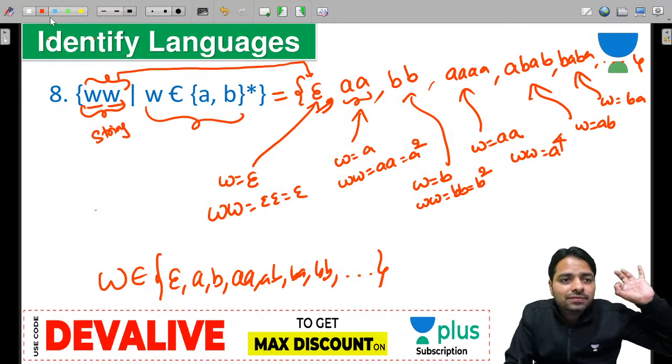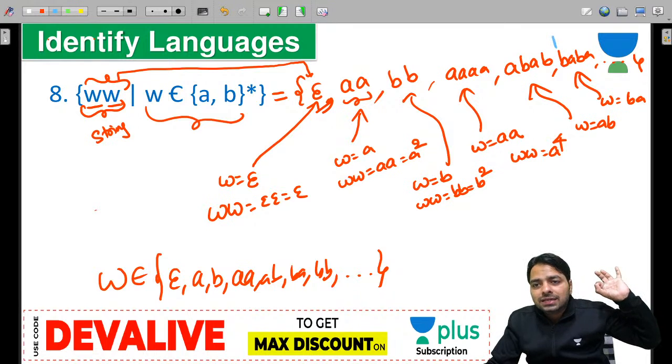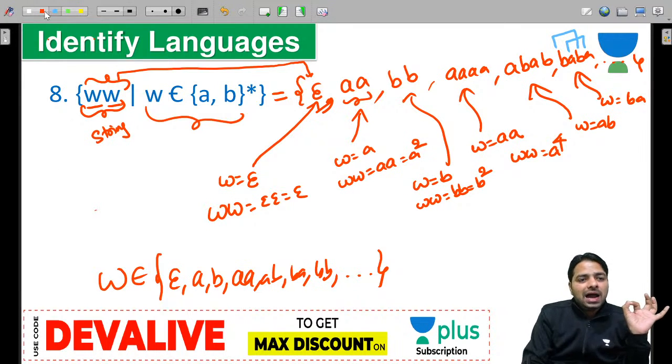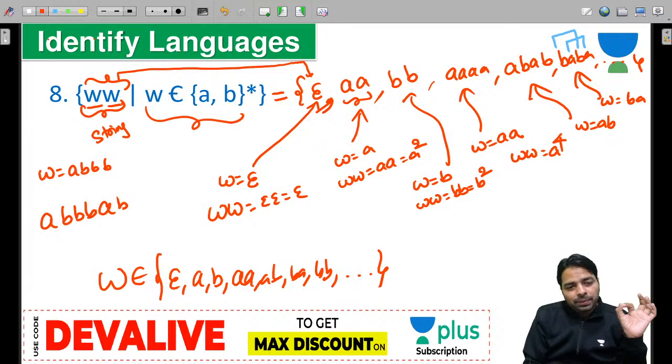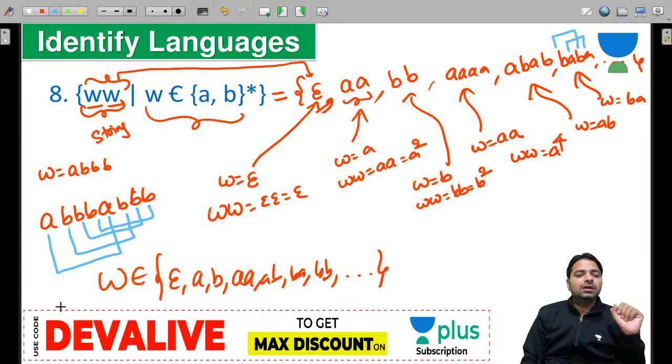But have you observed that the dependency is there? And this dependency is there. If I have, let's say, W is equal to AB, then you must have the string ABAB. What kind of dependency is there? This A must be the same as this position and this position. And how do you understand this problem, right?